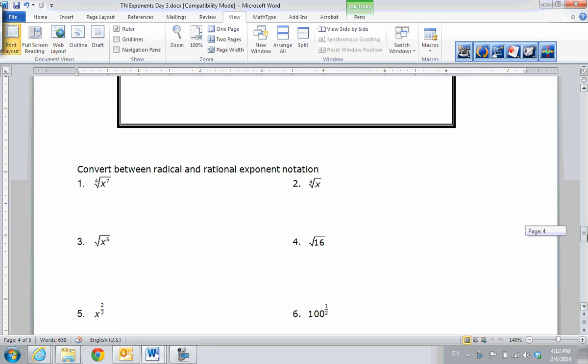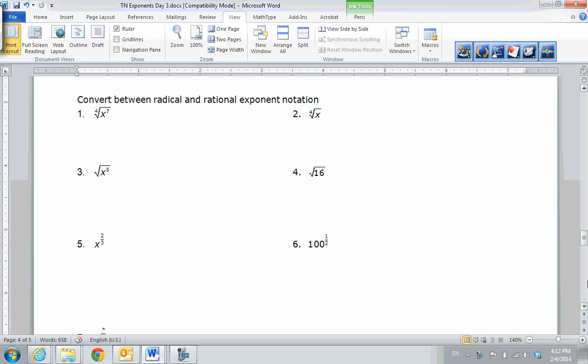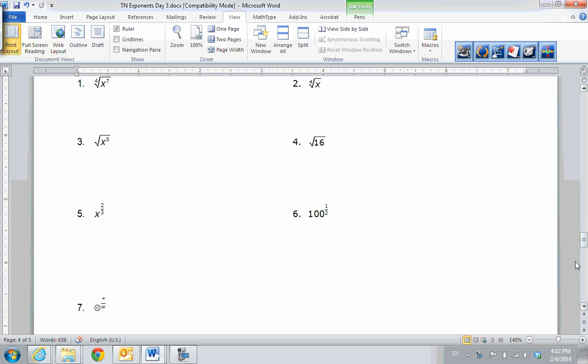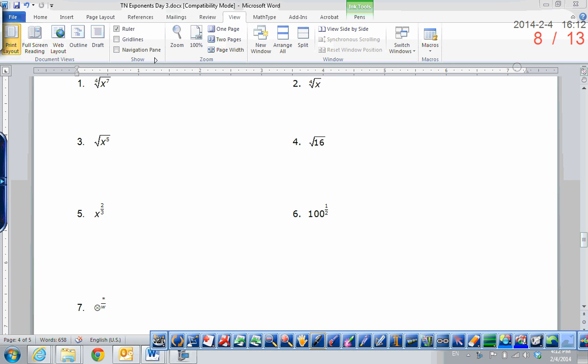So we're going to convert these to rational exponent form. Sounds like something hard. It's really not that bad. This is basically making a fraction as an exponent. So number 1 is going to be x to the 7/4, and that is it. Number 2 would be x to the 1/4, because we have a little invisible 1 right there. Number 3 would be x to the 5/2, not 5/1. Remember, there is a 2 there, square root. And then same thing, 16 to the 1/2.